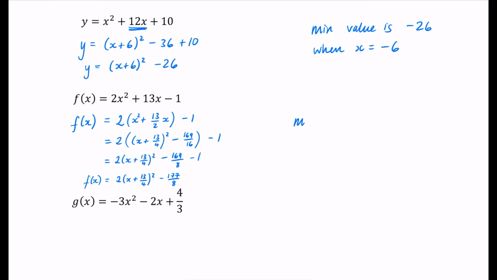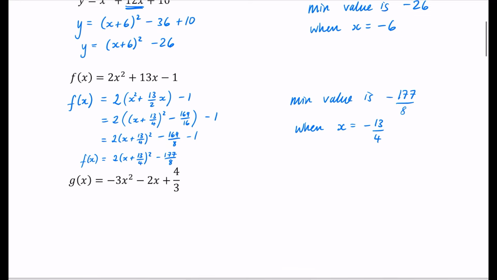So we can now actually just go straight in and say that the minimum value is minus 177 over 8. And this occurs when x is equal to minus 13 over 4. Same logic as before. When this bracket is 0, then this is the smallest thing that it can be, because as soon as x goes away from minus 13 over 4, this is going to be a positive value. That means it goes away from that minimum value.